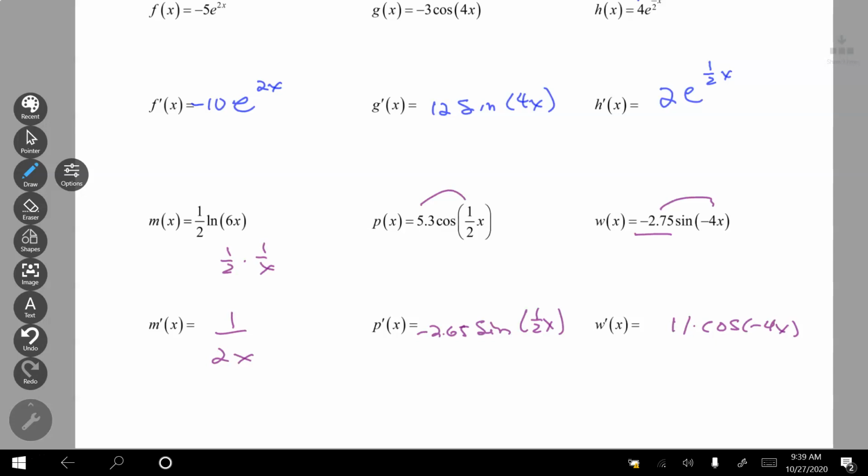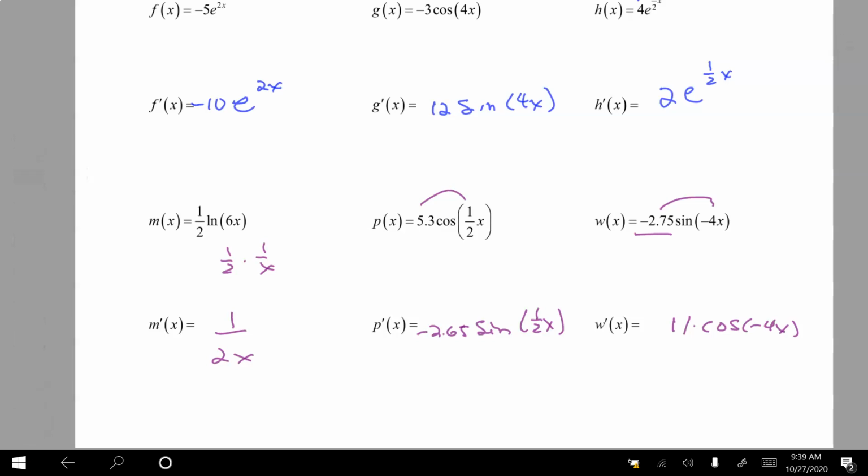So I call these mini chain rules. It's not a full chain rule I have to go through every single time. It's basically keeping the argument after the trigonometry the same, keeping the exponent on each of the e the same, and multiplying the coefficient in front of the x times the coefficient in front of the function.